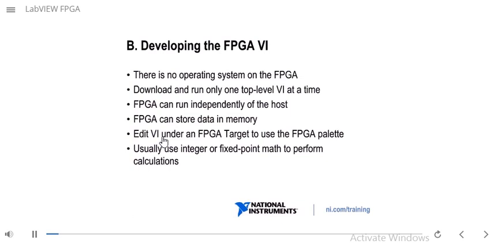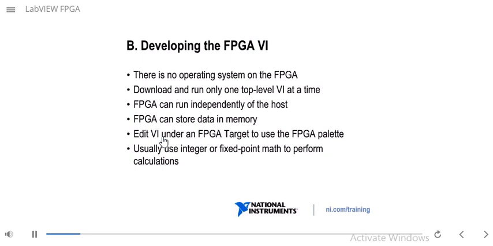Okay, let's talk about developing the FPGA VI. Remember, there is no operating system on the FPGA. When the FPGA VI is executing on the FPGA, it's actually being executed on hardware. When you're developing an FPGA VI, you can only download and run one top-level VI on the FPGA at a time. So there's only going to be one top-level VI running on that FPGA.